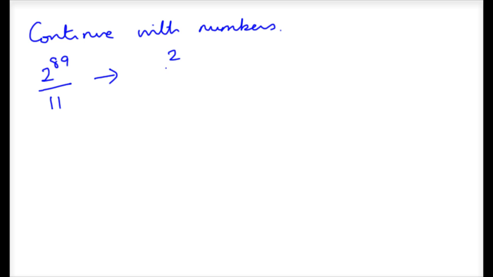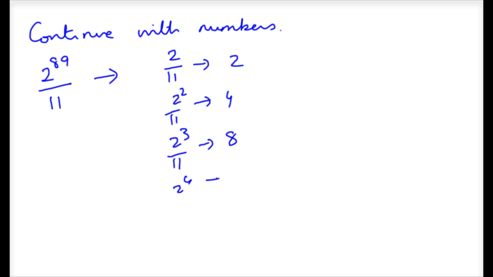So what we did is we took 2 divided by 11 and the remainder was 2. Then 2 squared divided by 11, the remainder was 4. Then 2 cubed divided by 11, the remainder was 8. Then 2 power 4: I'll multiply 8 into 2, 16. 16 by 11 gives you a remainder of 5. Then 2 power 5 gives you a remainder of 10. 5 into 2, 10, 10 by 11.